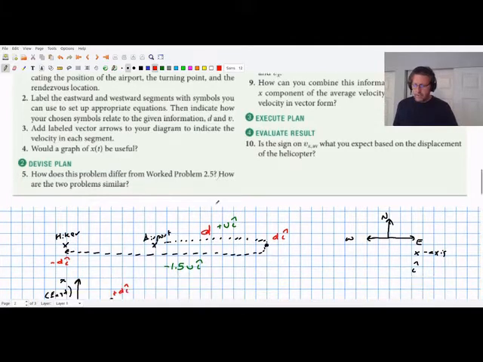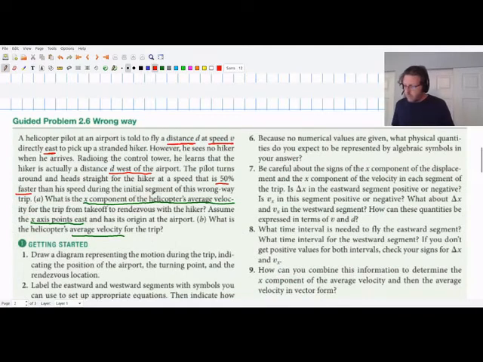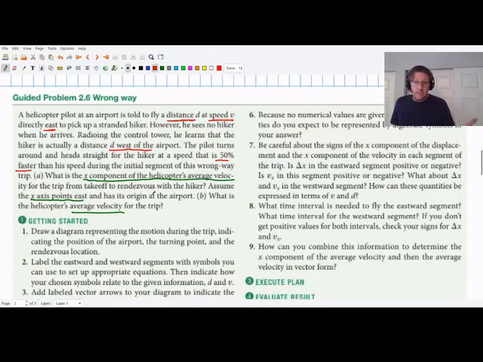All right, how does this problem differ from work problem 2.5? I don't know. I'm not going to look back at that one right now. It's a good idea in general to look at other problems and think about how they relate to this question, but not necessarily in all cases, and sometimes there isn't one that you can relate to.